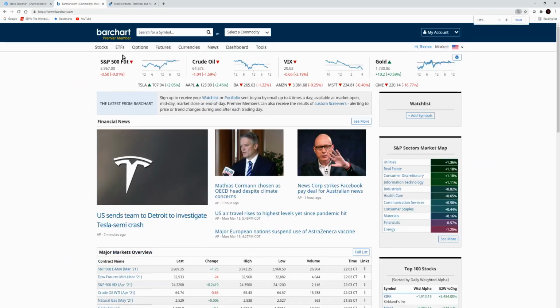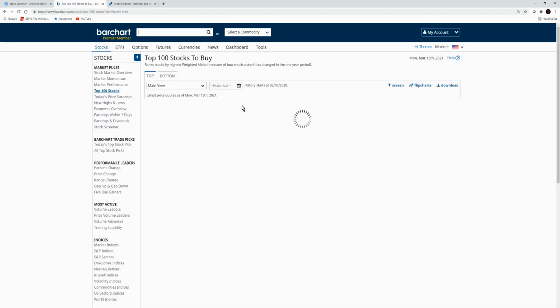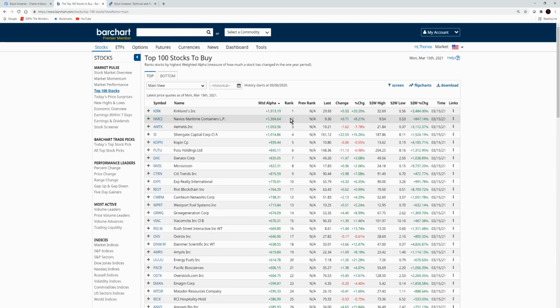So let's go into stocks. I'm going to show you my alpha scanner here. So top 100 stocks are the top 100 alpha weighted stocks. So you can see here weighted alpha is a measure of how much a stock has risen or fallen over a 1 year period with a higher weighting of recent price activity. So basically, the fastest moving stocks on the market.